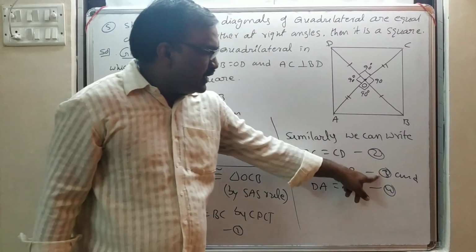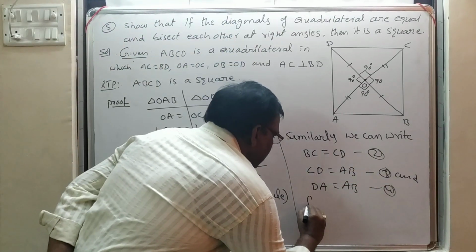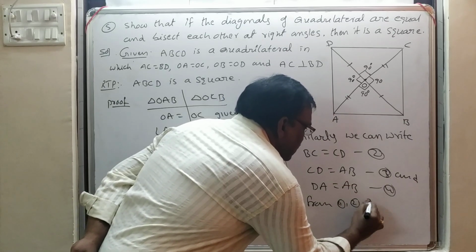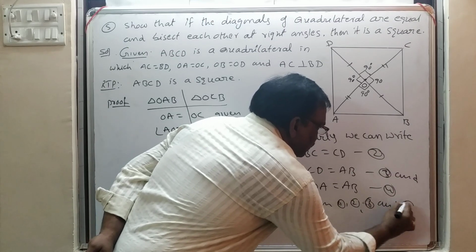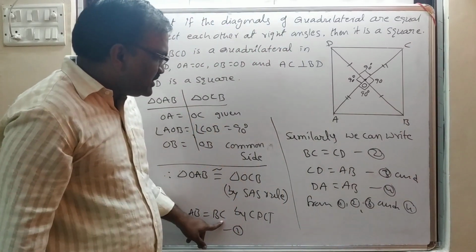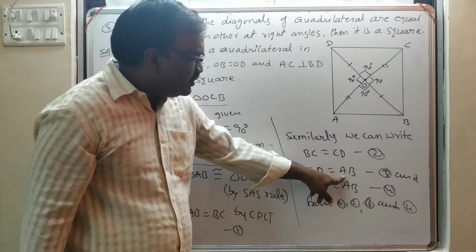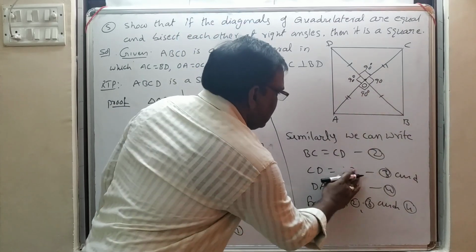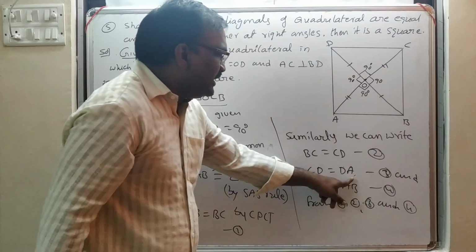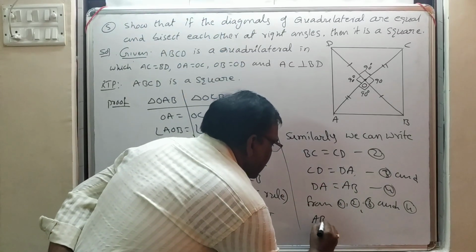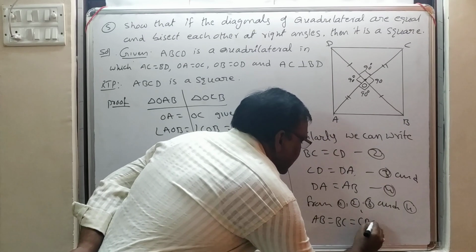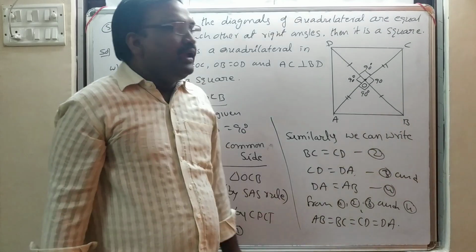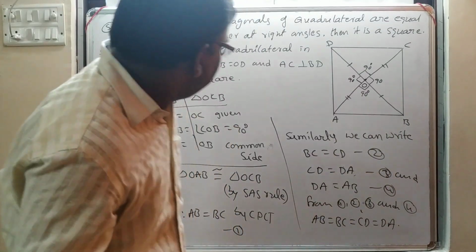From 1, 2, 3 and 4, what can you write? You can write AB is equal to BC, BC is equal to CD, CD is equal to DA, DA is equal to AB. So AB is equal to BC is equal to CD is equal to DA. So in the quadrilateral, all sides are equal. See next.